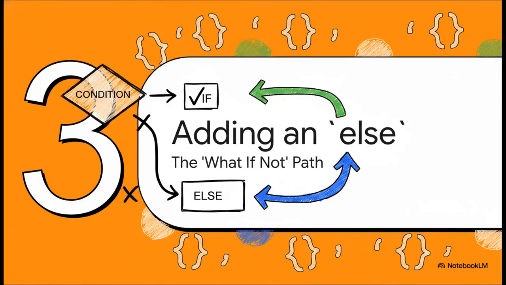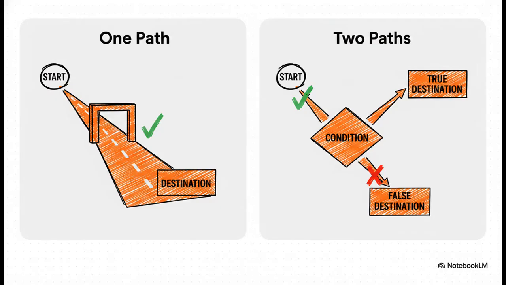That basic if is great, but it only really handles one outcome. The real magic happens when your script also knows what to do when the condition is false. And for that, we need to add an else path. And this visual just perfectly shows the jump we're making.